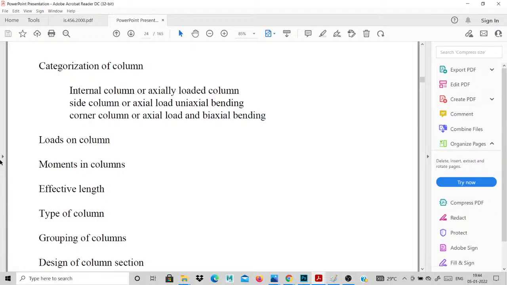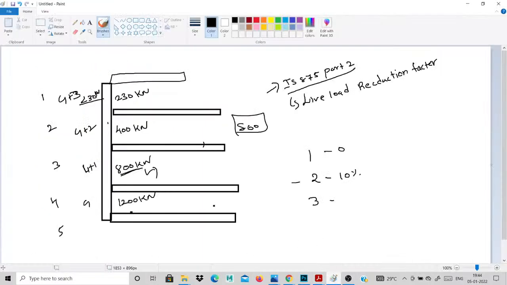So what is meant by grouping of columns? You take the 5 to 10 columns in your building. Okay, grouping, 5 to 10 columns.